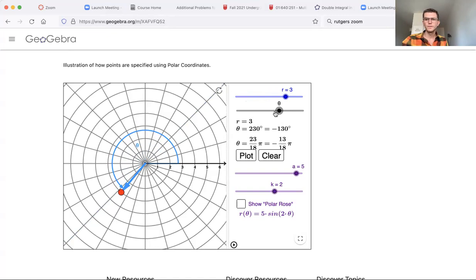So really it's confusing to have negative r's. The standard convention for us would be that r is always positive. And then if you just want to get anywhere on the xy plane, you just change the angle theta. Is that making sense?